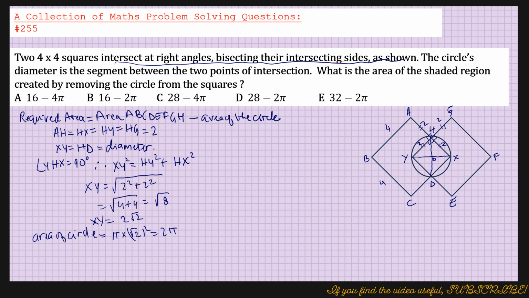So now the area of the shaded region. Now this is the shaded region. If you add up the area of the two squares, what we have is the overlapped region. So we have to take away the overlapped region as well, otherwise we're doing double counting. So we have to do minus area of the overlapped region.